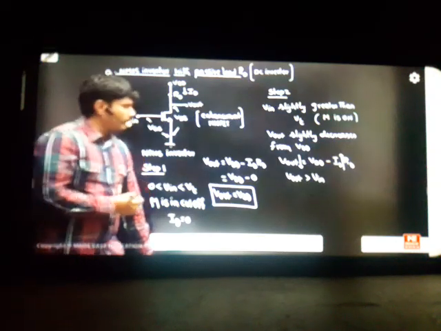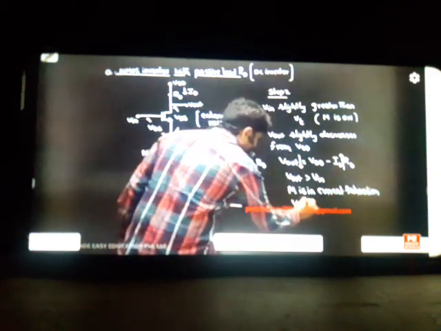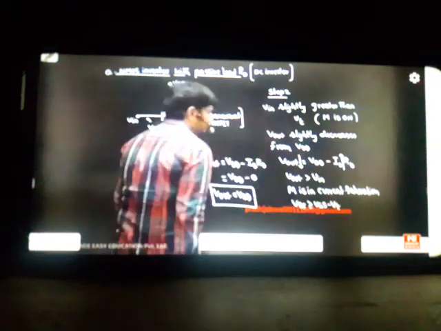At that time, output is at a high position. So whenever the output is greater than the input, you can say that your M is in current saturation. That means it is satisfying the condition VDS is greater than or equal to VGS minus VT. This condition it is satisfying because V out and VDS both are the same.